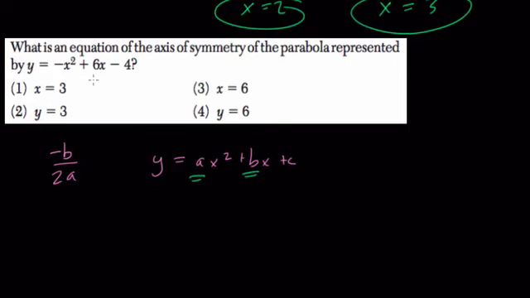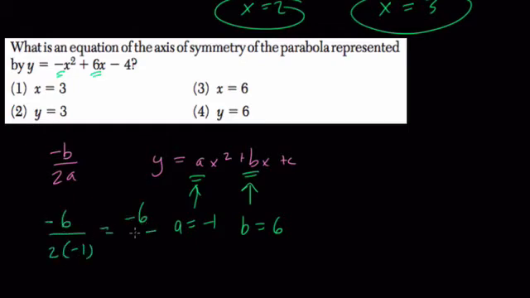So in our case, b equals 6, right? b equals 6. And a equals, well, we have negative x squared, so a equals negative 1. So that means negative b over 2a, that's negative 6 over 2 times negative 1, or negative 6 over negative 2, which is positive 3, and it's x equals 3.